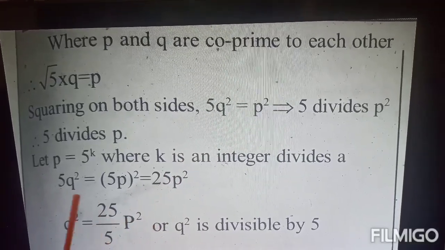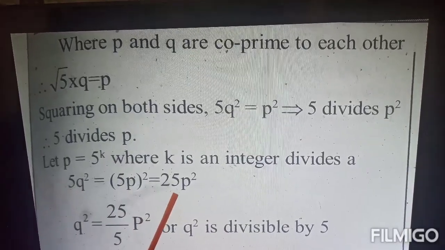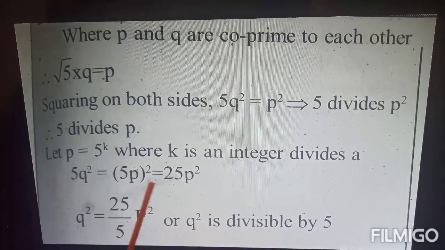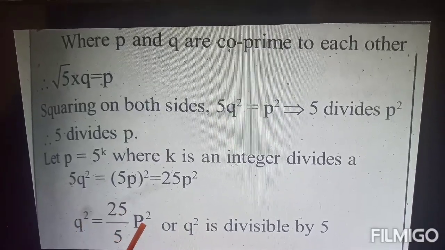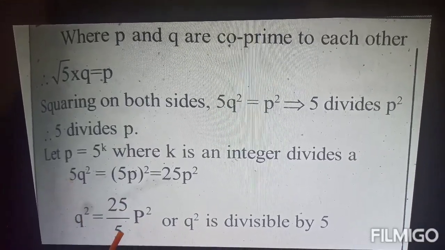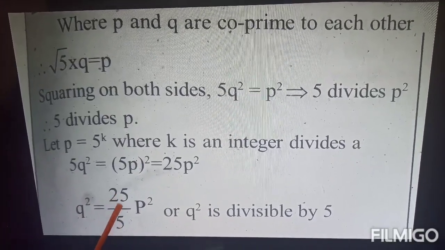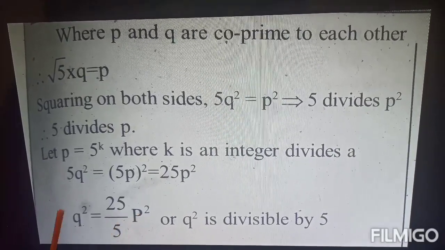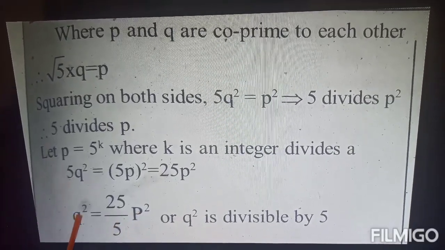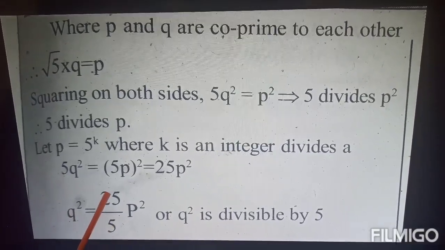Then this 5 transfers to the other side. It comes to the denominator. q square is equal to 25 by 5 p square. By transferring to the right side, 5 comes to the denominator. It becomes 25 by 5. p square will be as it is. q square remains as it is on the left. Then simplify this. 5 fives are 25.